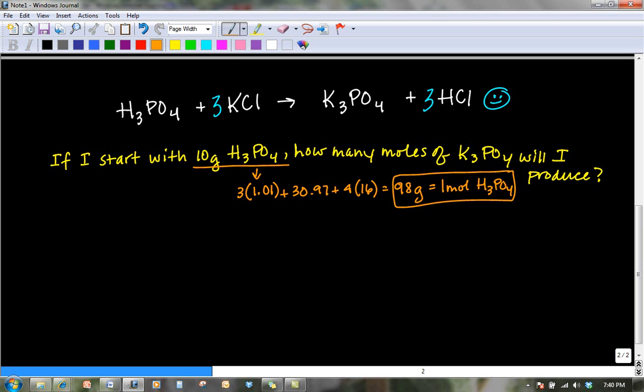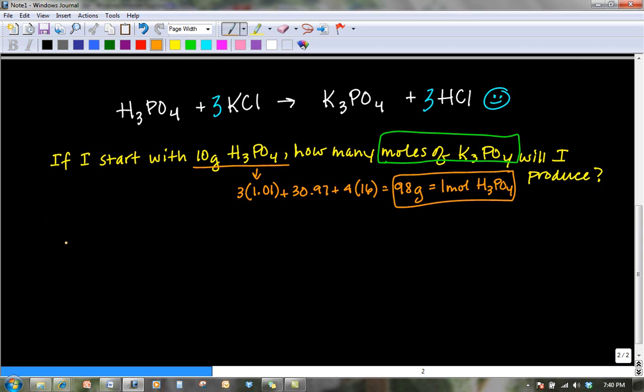All right, I'm going to be using this shortly. But first, let's just take a look at what we're looking for. We want to find moles of K3PO4. So this is going to be going in the opposite direction from what we did in the equation above. Okay, so here we go.